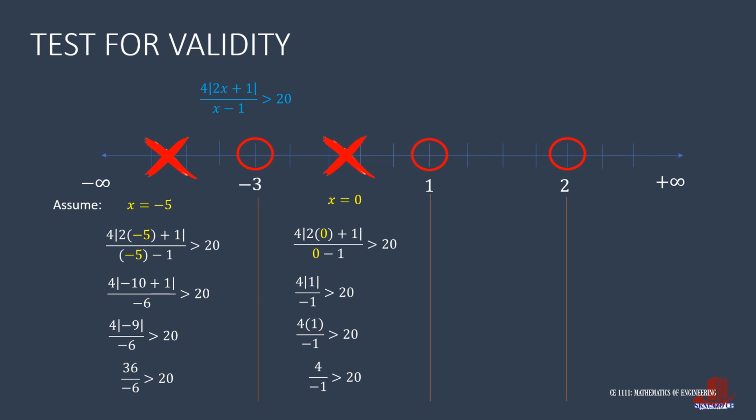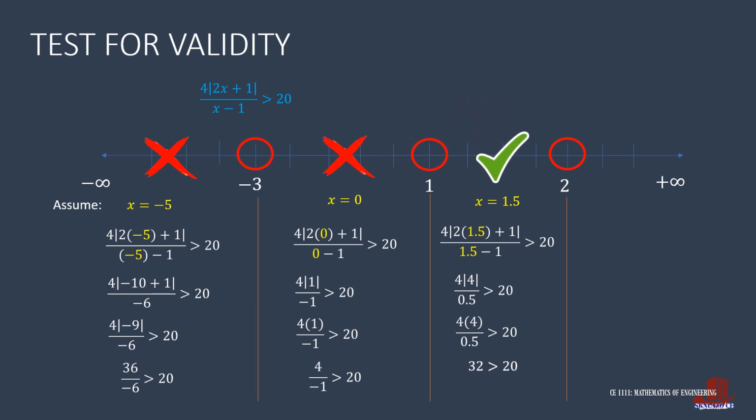The third range is between positive 1 and positive 2. Say we use 1.5. The inequation then is 4 times the absolute value of twice of 1.5 plus 1, all over 1.5 minus 1. Then compare this to 20. The left side is then simplified as 4 times the absolute value of 4 upon 0.5. The absolute value of 4 is positive 4. So 4 times 4 over 0.5 is 32. This is greater than 20. Thus, this statement is right.